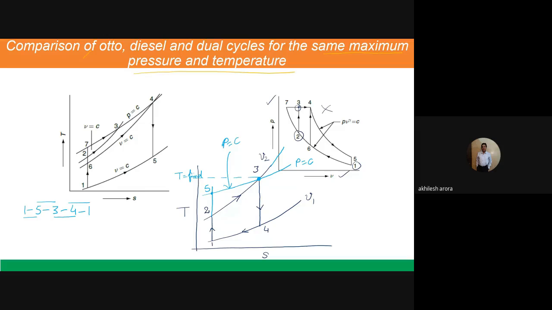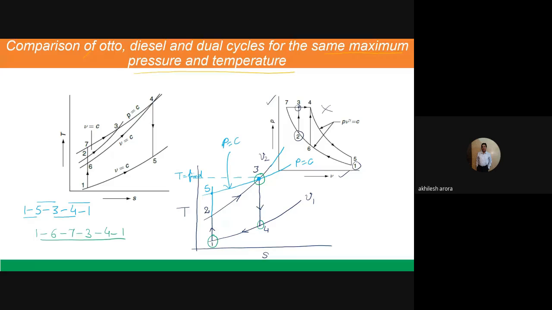We have to draw on the same TS diagram. So let me change the color. So I will take green color now. Okay, so what is the first process? It is the reversible adiabatic compression. And once again, when I am talking about the dual cycle, this point number 3 is going to remain fixed. Okay, this will be fixed. So I have circled it. Point number 4 is fixed, circled it. Point number 1 is fixed. So I will call this cycle 1, 6, 7, 3, 4, 1.